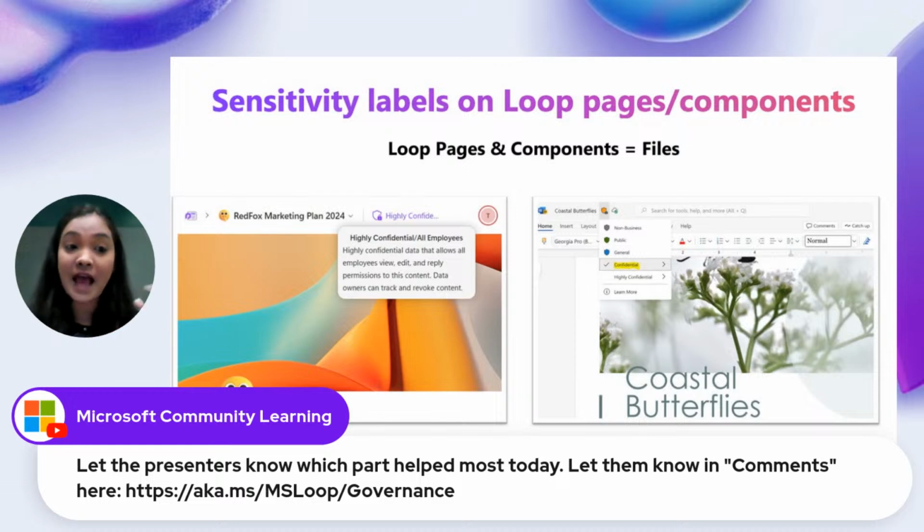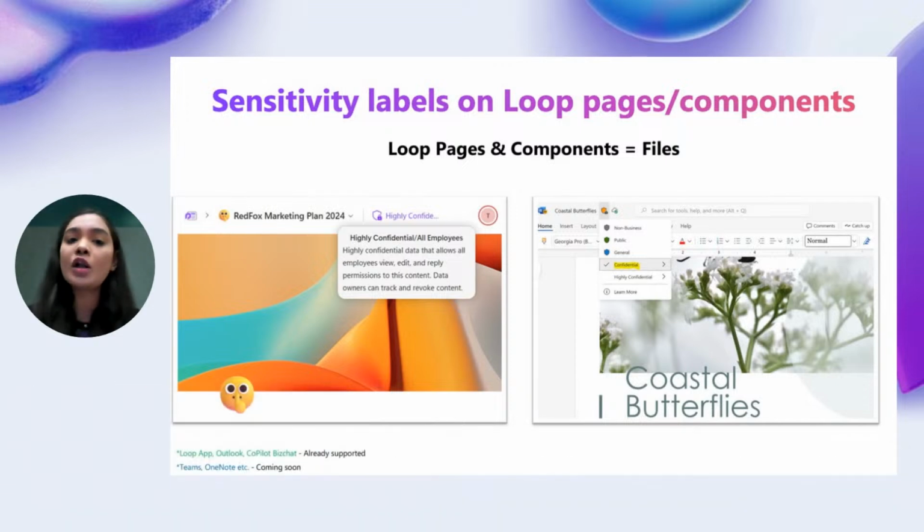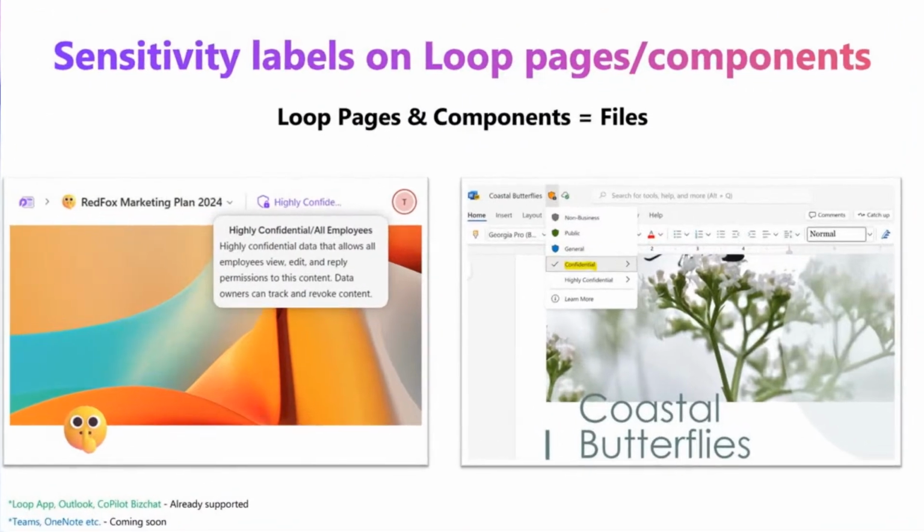Loop, as Dan mentioned earlier, has different terminologies on how we define files, folders, and sites hierarchy. So a Loop page and a Loop component basically map to a regular file. In the screenshot below, on the right, we can see a Word file named Coastal Butterflies. This file has a sensitivity label that says confidential. Similarly, a Loop user can set a sensitivity label on a Loop page, as the screenshot on the left shows. We have set a sensitivity label of highly confidential and all employees.